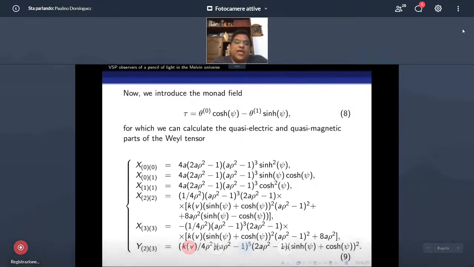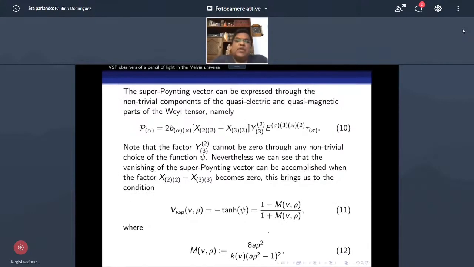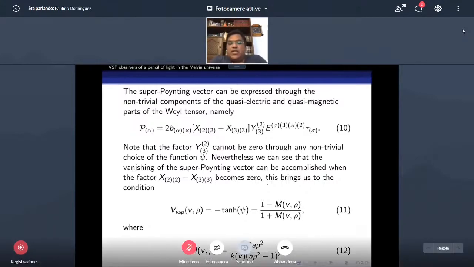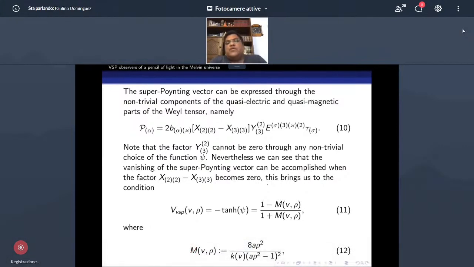And for this end, we can calculate the components of the electric Bell tensor X and Y, the magnetic part. And using this terminology from electromagnetism, the super-Poynting vector can be rewritten in terms of these components and the four-velocity, okay? And we can see here that for the vanishing of this super-Poynting vector, we require that X22 minus X33 becomes zero, okay? So we have here a condition for the vanishing of the super-Poynting vector, and we can obtain the expression 11 after this consideration. And here we have functions of b and rho.